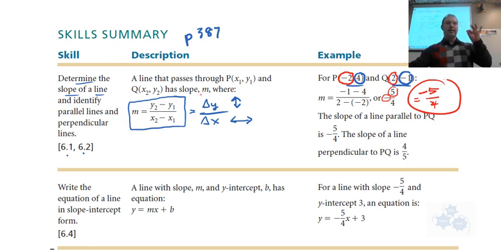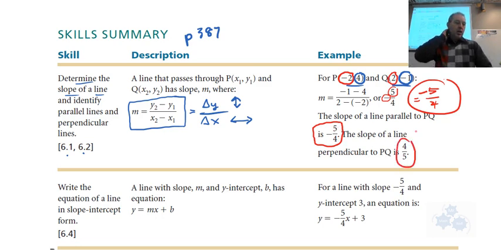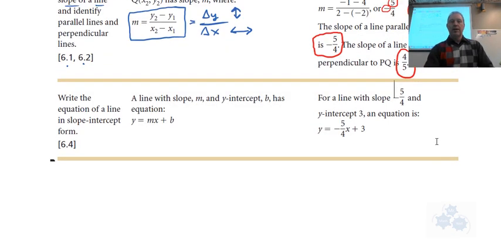Parallel lines have identical slopes because they never meet. Perpendicular lines are lines that meet at a 90 degree angle, like we just talked about, and their slopes are negative reciprocals of each other. So if this is the slope of the line like we just calculated, the slope of the perpendicular line would be positive 4 over 5. Positive 4 over 5. So that's what you need to know how to do for the test tomorrow.